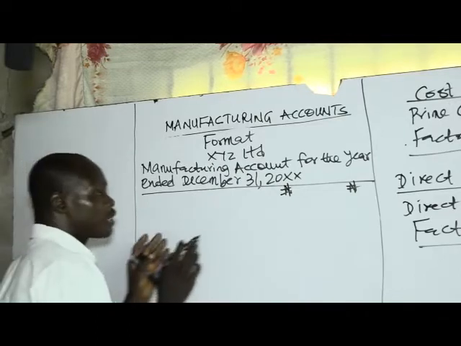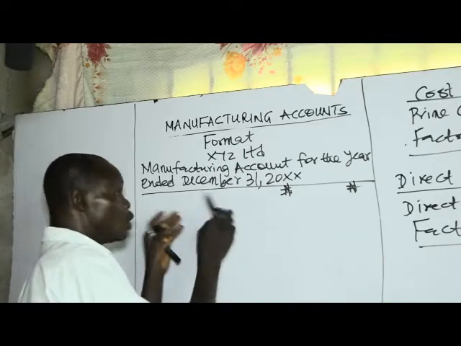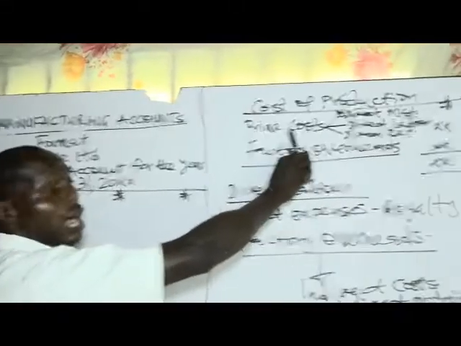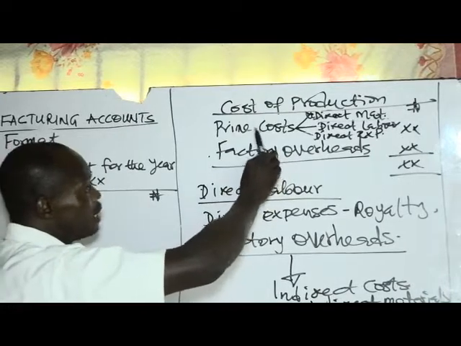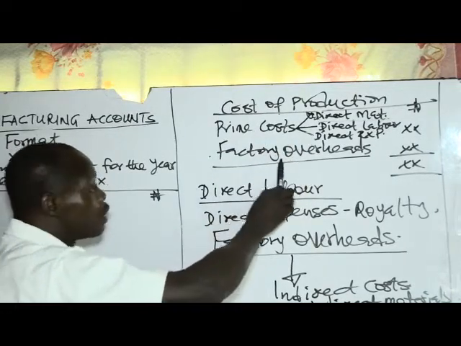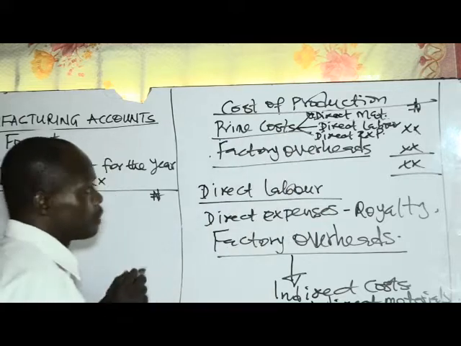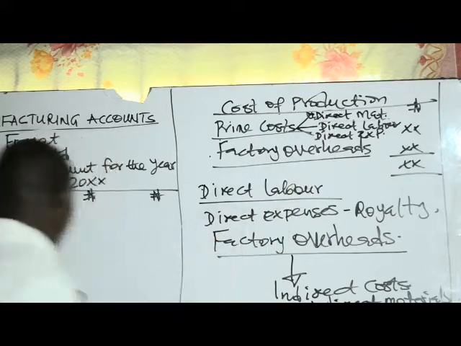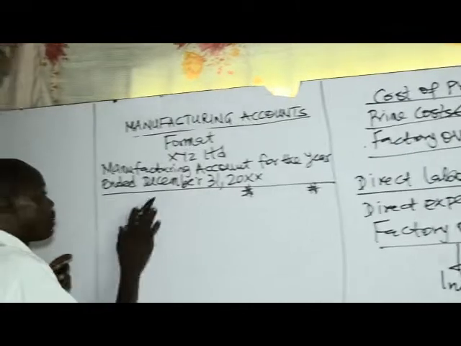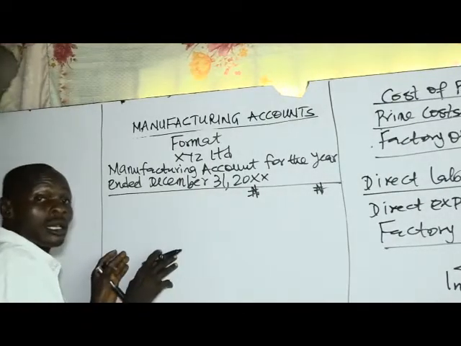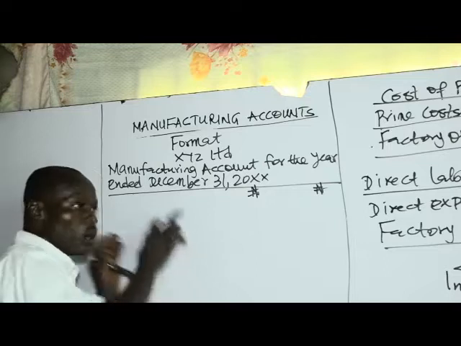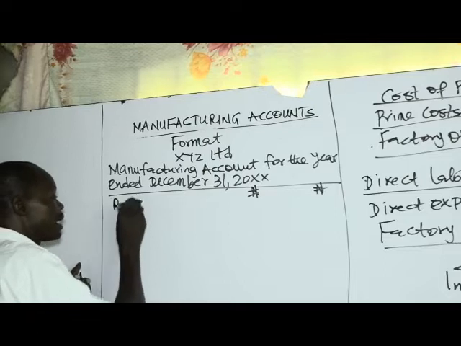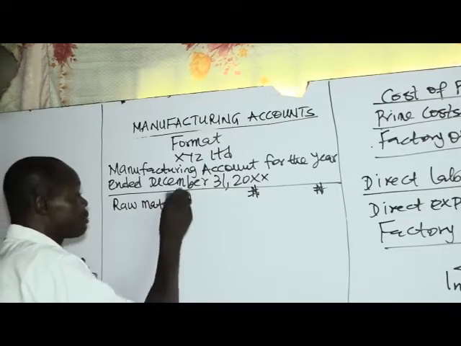So, I've told you that the first thing you want to ascertain is the cost of production. And the cost of production has two components, the prime cost and the factory overheads. Now you want to ascertain the prime cost. The prime cost comprises the direct materials, direct labor, and direct expenses. Therefore, we want to ascertain the direct materials. Direct materials can also be called the raw materials consumed or raw materials used. So let me use raw materials.